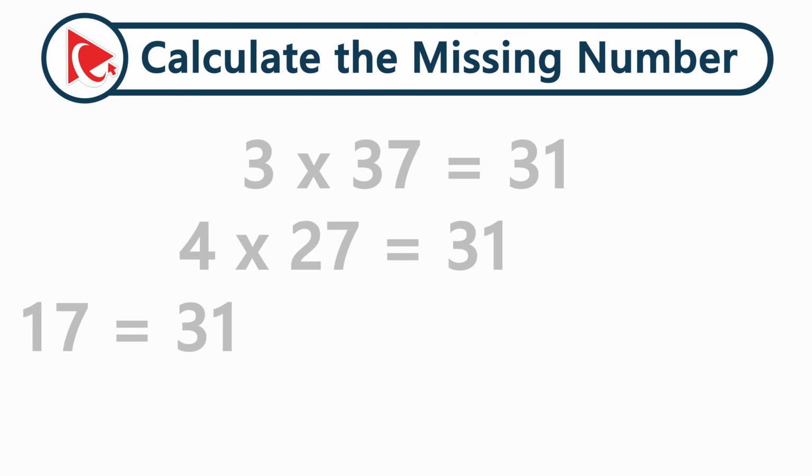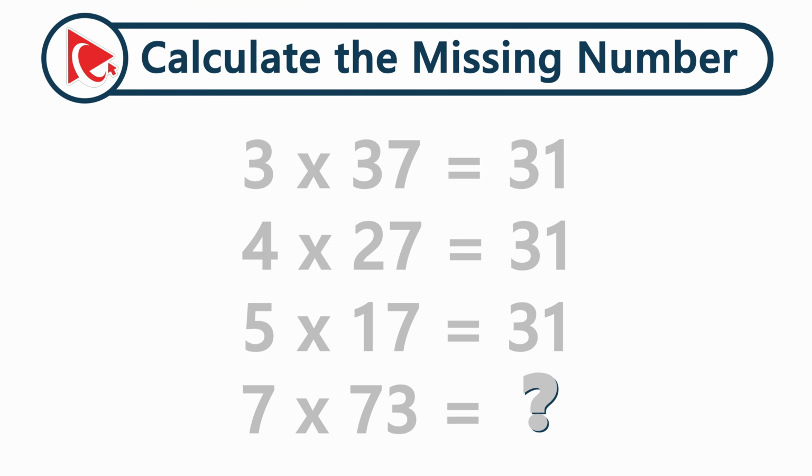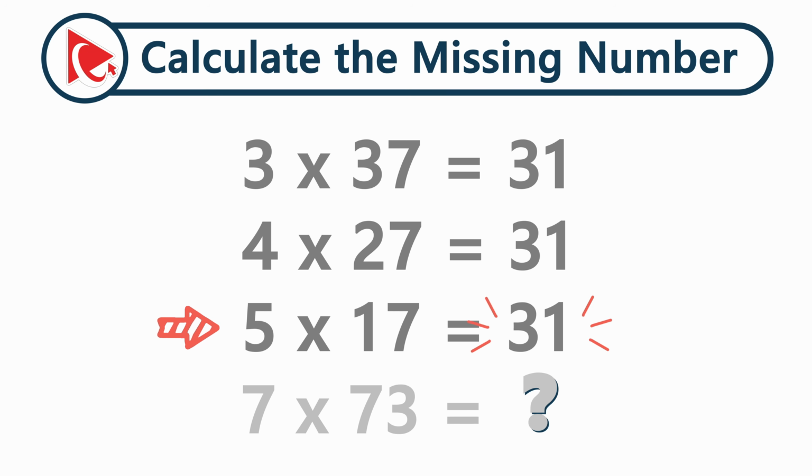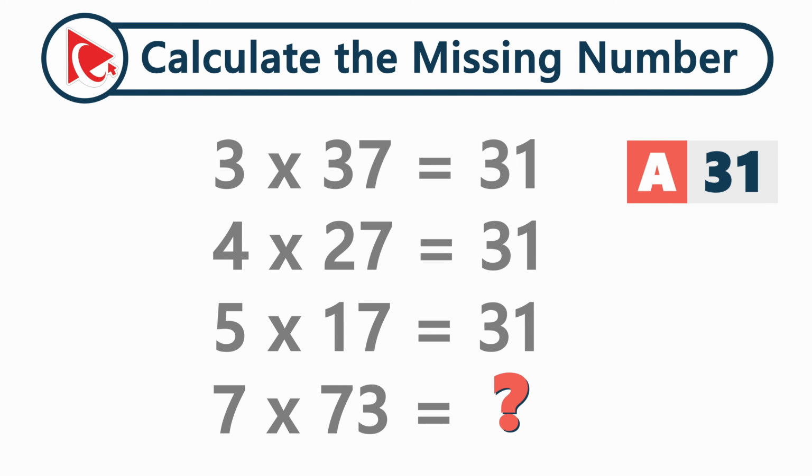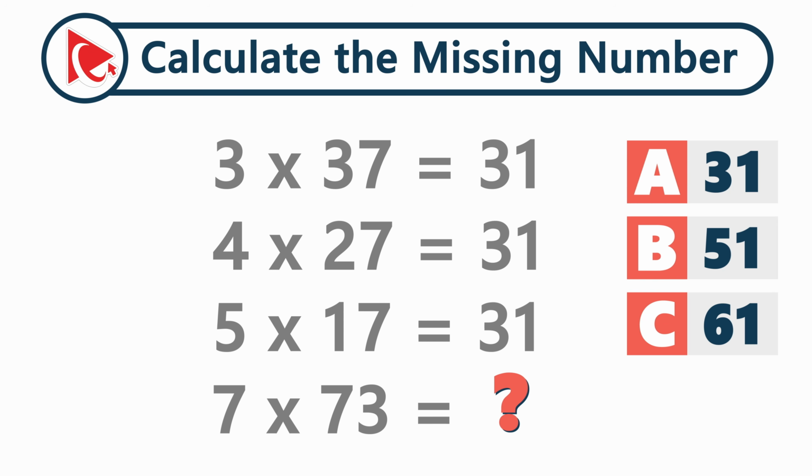You're presented with a series of expressions. Unusually looking expressions. 3 by 37 equals 31. 4 by 27 equals 31. 5 by 17 also equals 31. And we need to calculate and find the answer for the expression 7 multiplied by 37 and select it out of 4 possible choices. Choice A, 31. Choice B, 51. Choice C, 61. And last but not least, choice D, 71.